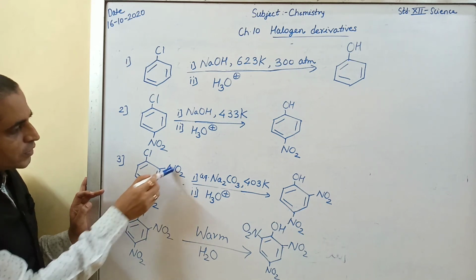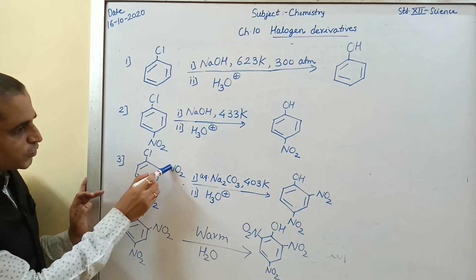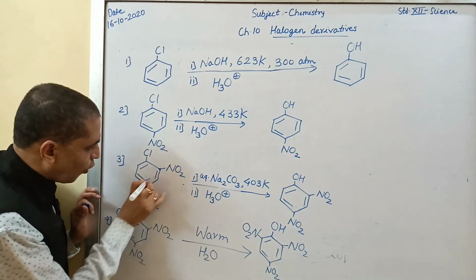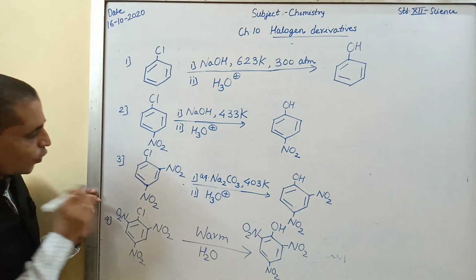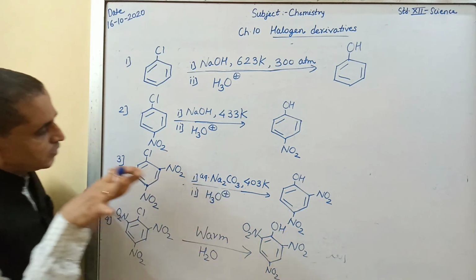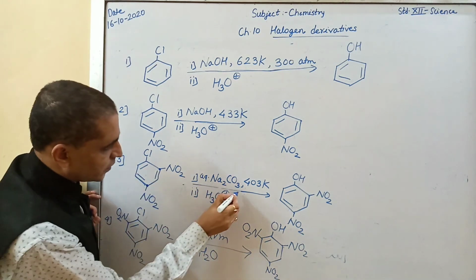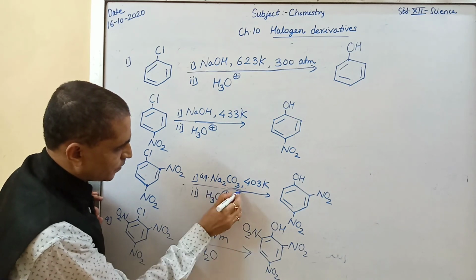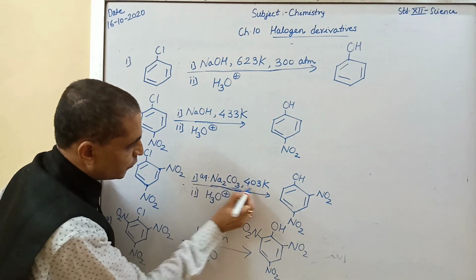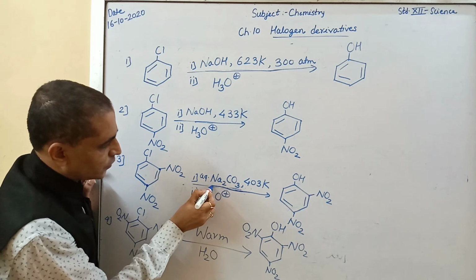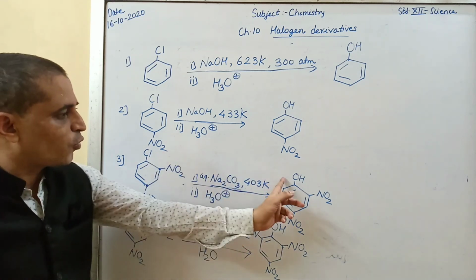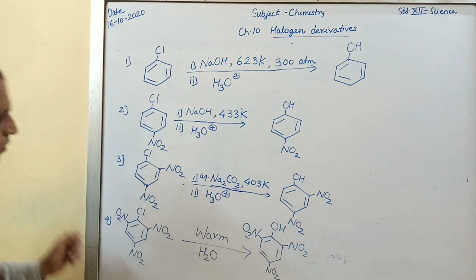Now see this third reaction. Here there are two electron withdrawing groups, and observe their position. Electron withdrawing groups must be at the ortho or para position. Here there are two NO2 groups. Now the conditions are still less strong. The temperature here is 403 Kelvin, and we require sodium carbonate. Sodium carbonate is less basic than sodium hydroxide. So see, the Cl is replaced by OH. Substitution takes place easily.